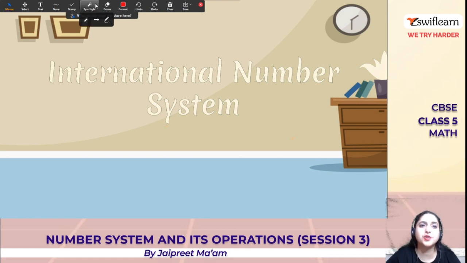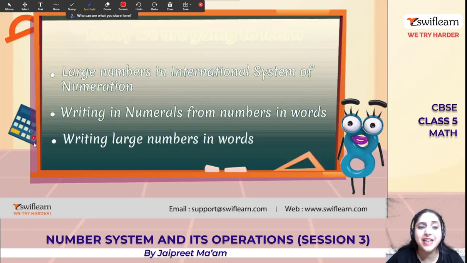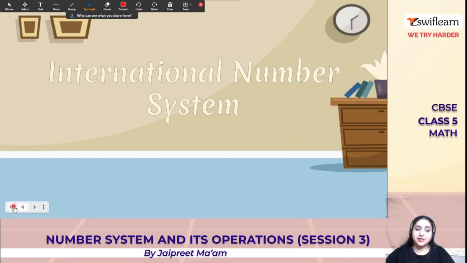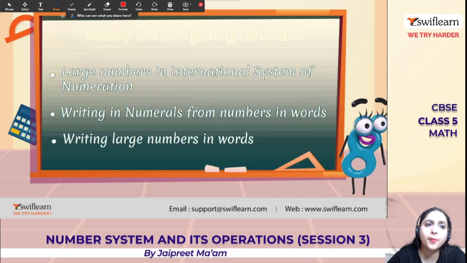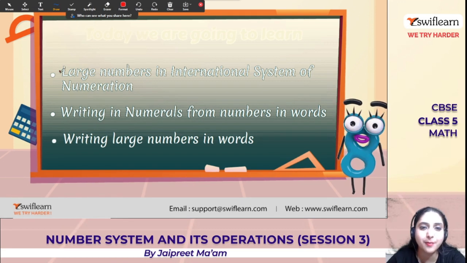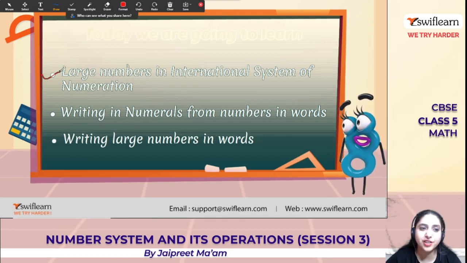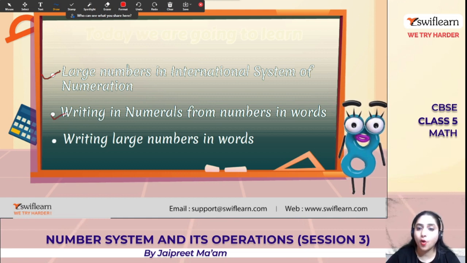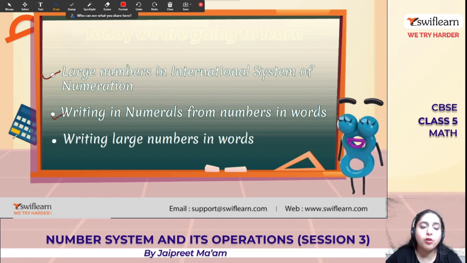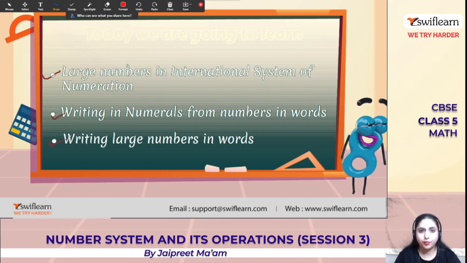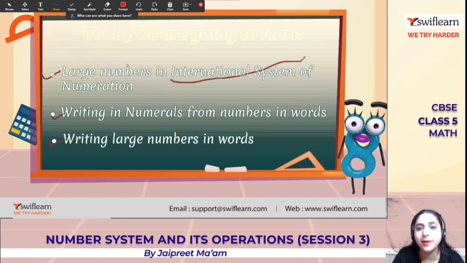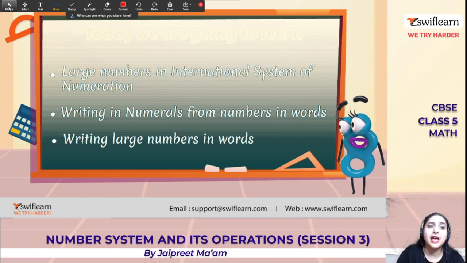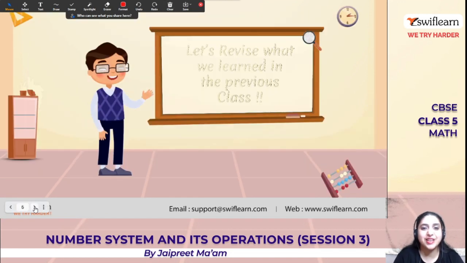So let's begin today's topic. Today's topic is International Number System. In the previous two sessions, we have already discussed the Indian Number System. So the topics we are going to learn today are large numbers in the International System of Numeration, writing numerals from numbers in words, and also writing large numbers in words. We are going to learn the International Number System and how to write numbers in words using it. Before that, let's have a revision.